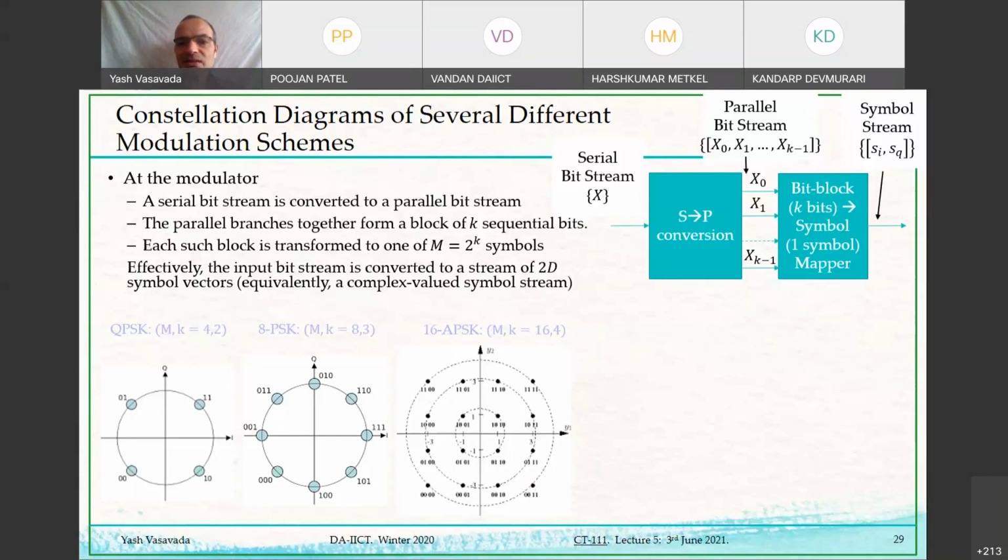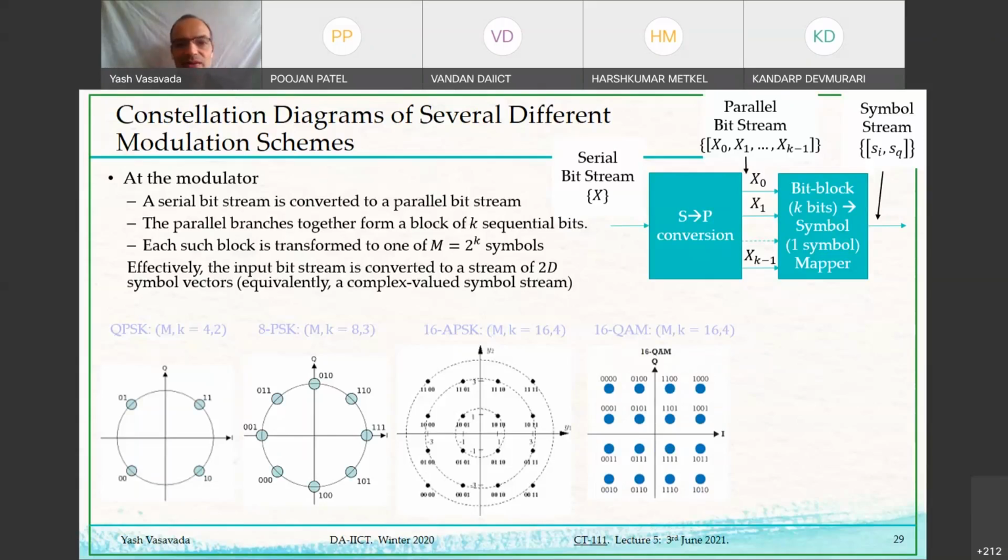Now 16-ary APSK is also quite similar to what is known as 16-ary quadrature amplitude modulation. So I will write this. This is called 16 amplitude phase shift keying. That is the short form. The short form of this is APSK, amplitude phase shift keying. This is 16-ary quadrature amplitude modulation. So that is the full form of QAM.